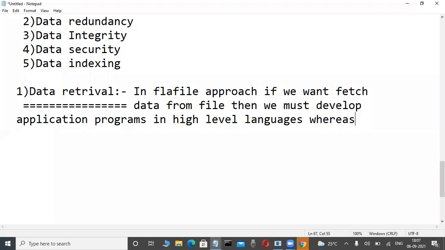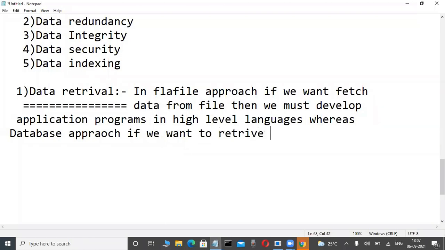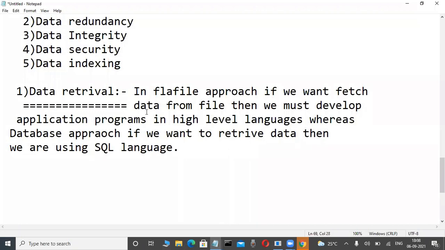Whereas in the database approach, which we will learn in future, if you want to retrieve data, then we are using SQL language, a separate language. How easy!